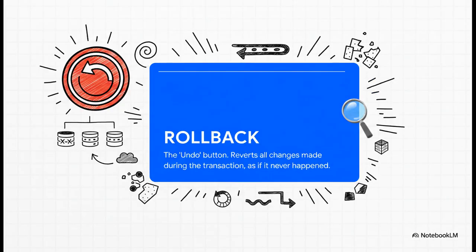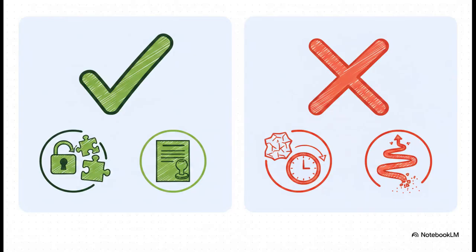But what happens if something does go wrong? An error pops up mid-transfer. That's what rollback is for. It's your escape hatch, your big red undo button. The second it's called, it just erases everything that happened inside the transaction and puts the database back exactly the way it was before we started. No harm, no foul.